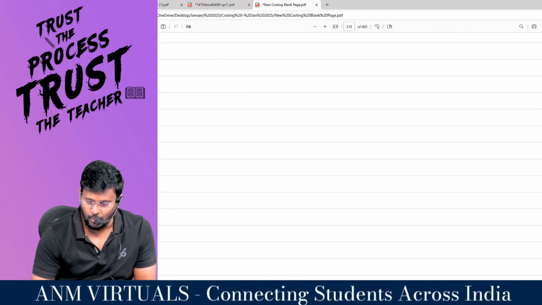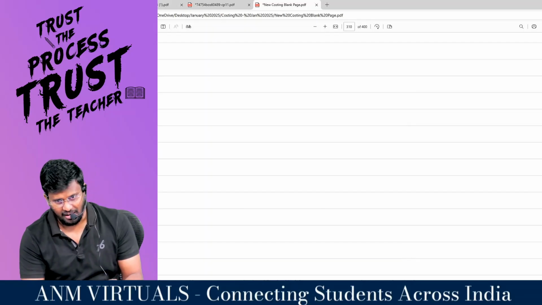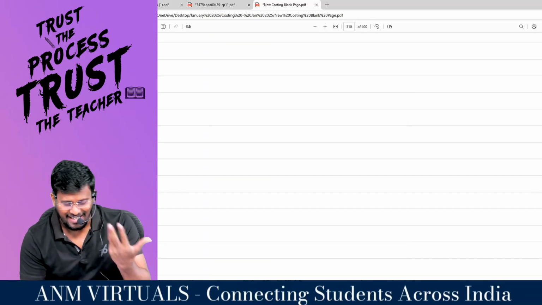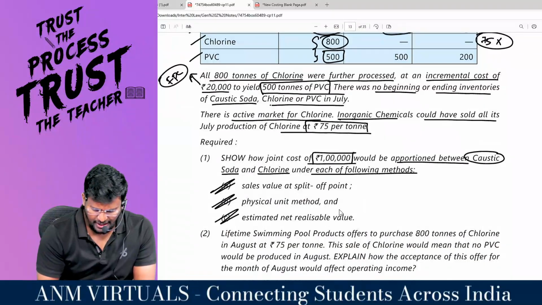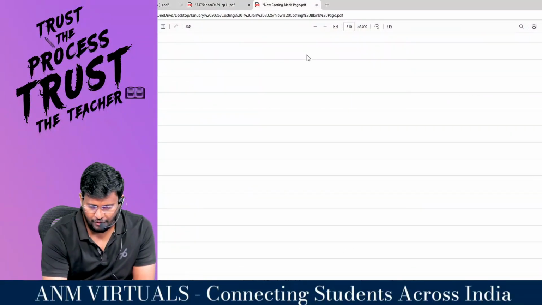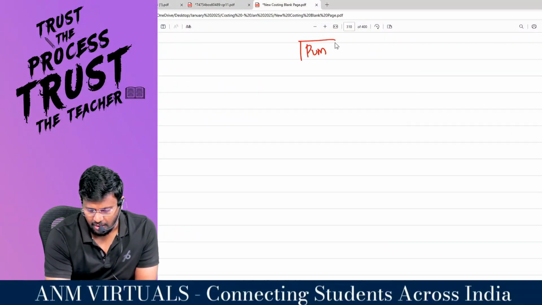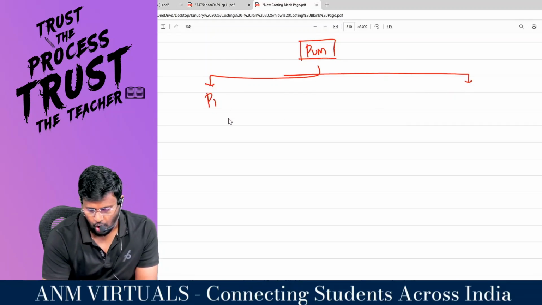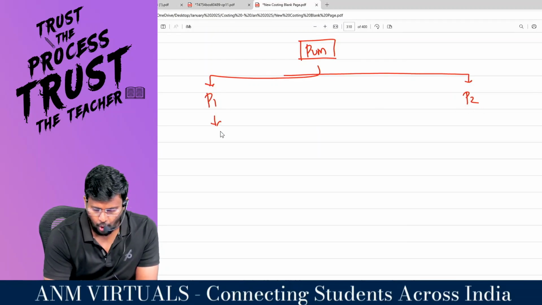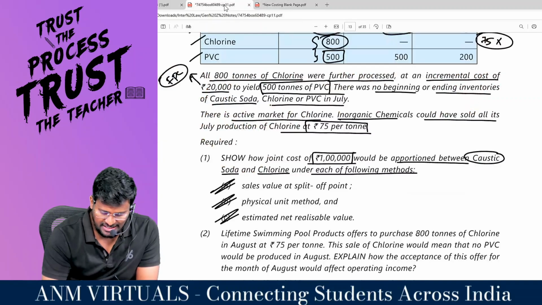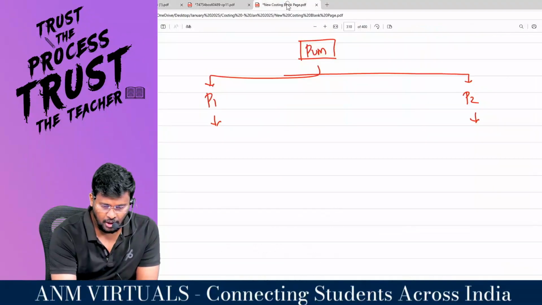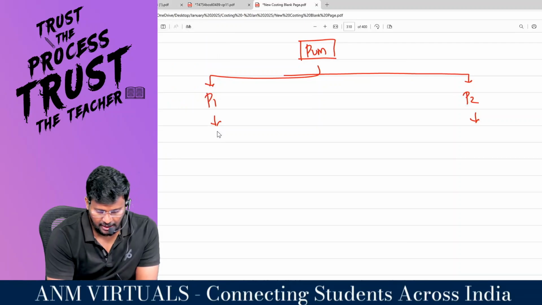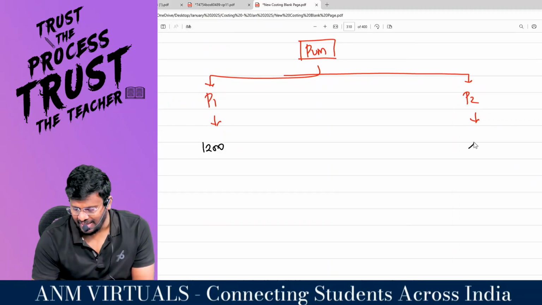Now say that method once with relish: sale value at split off point. Coming to the second one, physical units method. Very simple. Physical units method is classified into two categories, product 1 and product 2. Product 1, how many physical units came out at split off point? 1200, right sir? In the physical units method, 1200 here and 800 here.